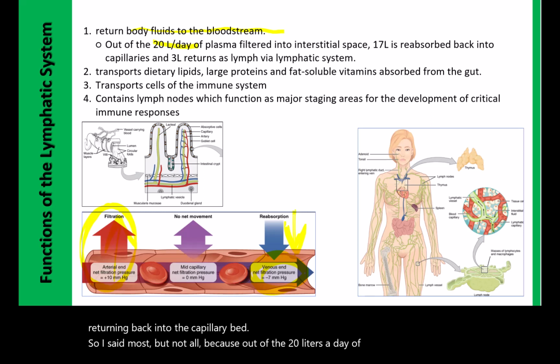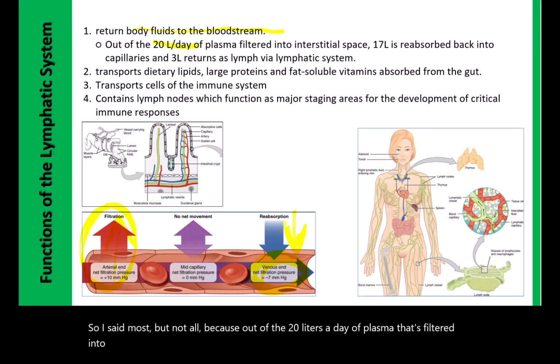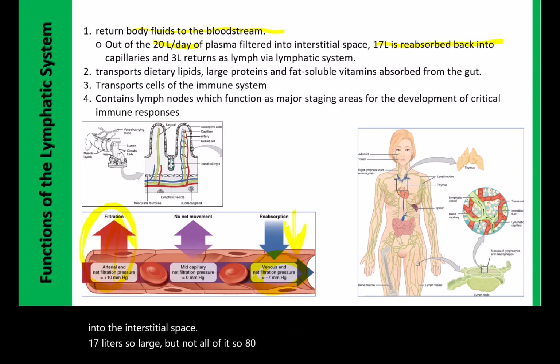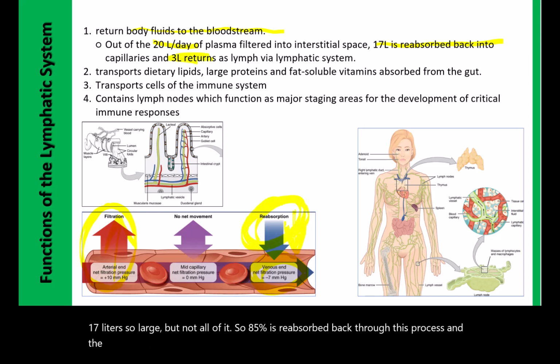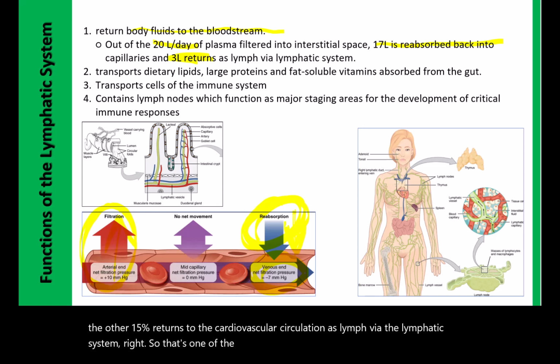I said most, but not all, because out of the 20 liters a day of plasma that's filtered into the interstitial space, 17 liters, so 85%, is reabsorbed back through this process, and the other 15% returns to the cardiovascular circulation as lymph via the lymphatic system. That's one of the main purposes of the lymphatic system.